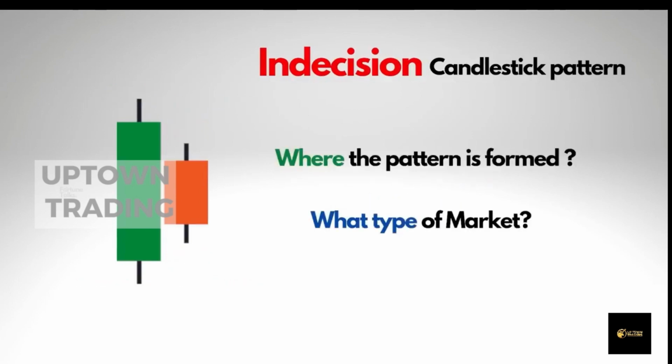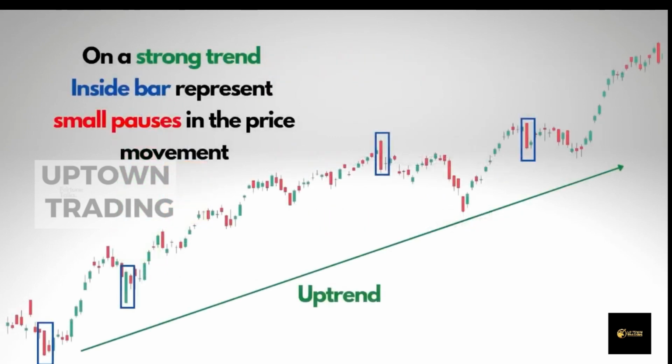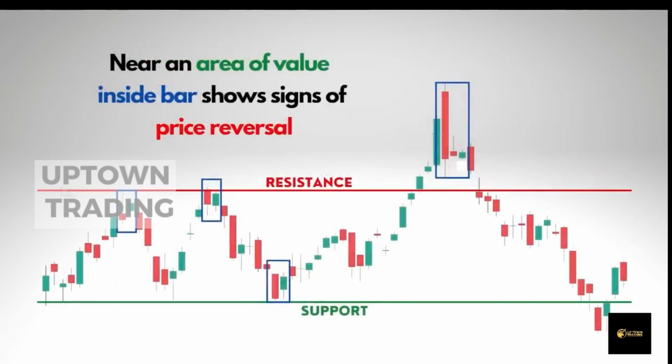However, it is important you note where the inside bar is formed and in what type of market. If an inside bar is formed in a strong trend, for example a trend higher, then it could be signaling a quick pause before the price continues on with the trend. And if the inside bar is formed at a swing point or even at a major support or resistance area, then it could be signaling that the steam has run out of the current move and the market is about to reverse. Because this is an indecision candlestick, it is very important to pay attention to where and how this pattern forms.